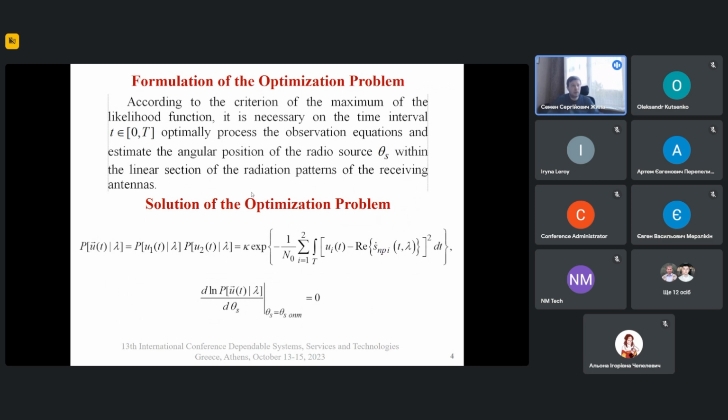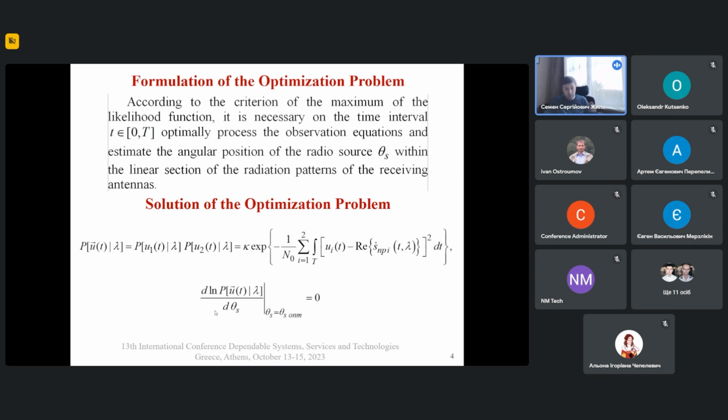It's according to the criteria of the maximum of the likelihood function. It's necessary, on the time interval for receiving the signal, to optimally process the observation equation and estimate the angular position of the radio source. And to do this, we defined the likelihood function, and then to find the optimal algorithm, we have to find the maximum of this likelihood function.